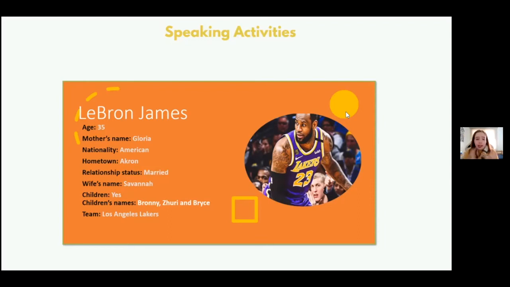So I created this card with information that we could use to ask and answer questions using the target language, which was verb to be. And not only did he manage to do that, but he also tried to speak more than I expected because he got really excited about talking about his idol.